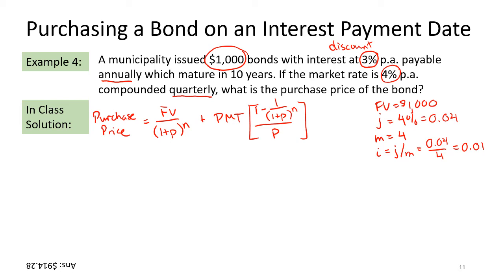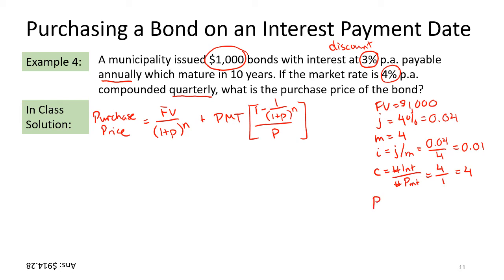The next item we can calculate here is our ratio C. That's the number of interest compounding periods divided by the number of interest payment periods in this case. So interest is compounded quarterly and payments are annually. So it's 4 divided by 1, which gives you a value of 4.